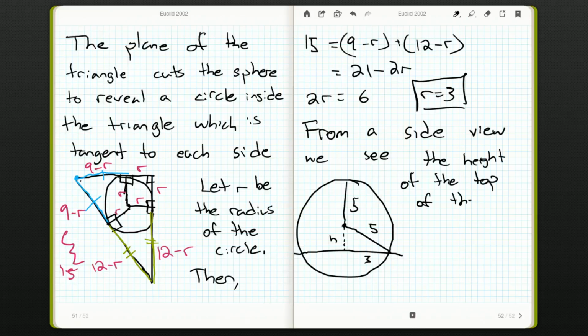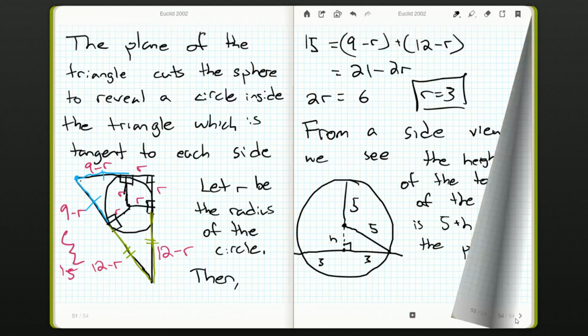So the top of the sphere is 5 plus h above the plane. We don't really care about this part of the sphere that's hanging down. So 5 plus h, it remains just to figure out what h is. But now we have another circle, and anytime a radius from the center of a circle hits a chord, it always hits at a right angle, and it always splits it in half, so there's another 3 over here, although we're not going to use it.